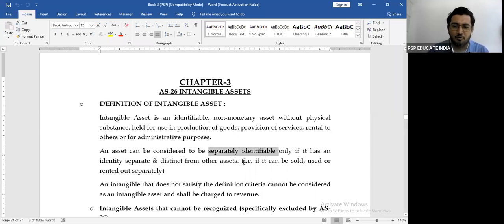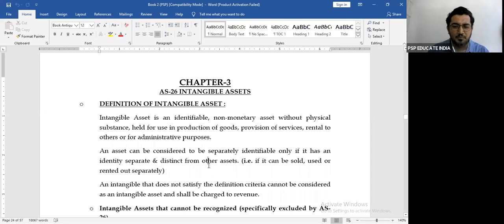Right, Ishika, your doubt is again getting solved over here. What is the meaning of separate and distinct from other assets? It can be sold, it can be used, or it can be rented out separately. So it is not necessary that it should only be sold. It can be sold, it can be rented out, and it can be used separately. Are you getting it? Right. So I hope, Ishika, that solves your doubt. It is not only about sale, it is also about being used or being rented out separately. Right. So I hope that is clear to you. Okay. Let's go to the next one.